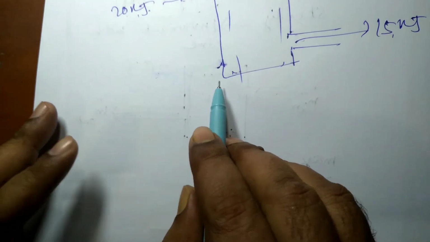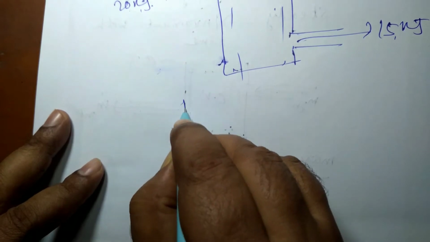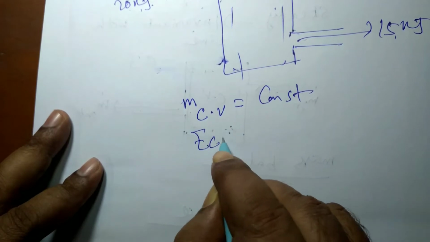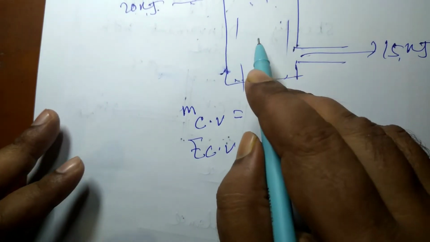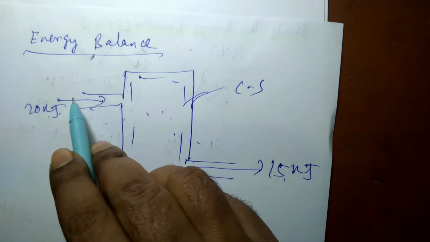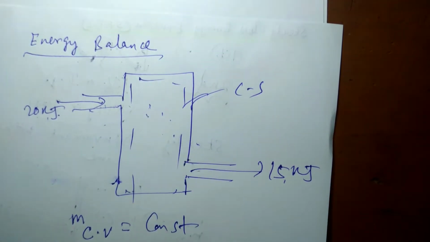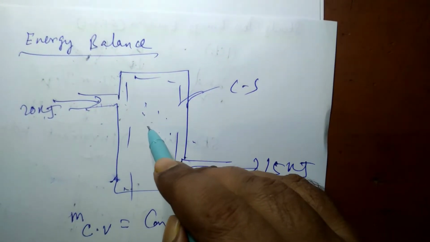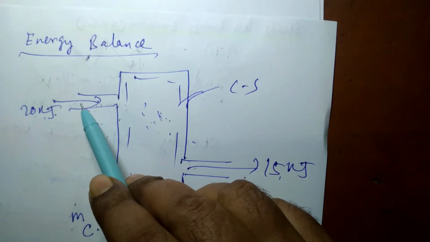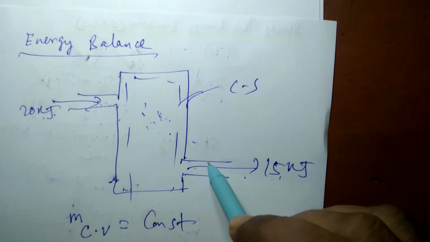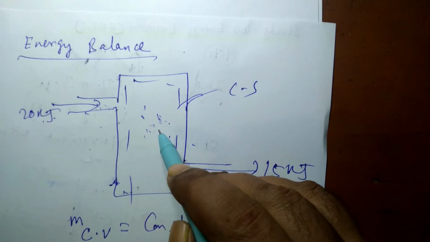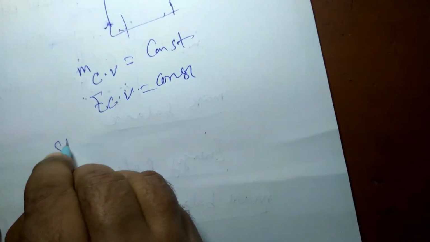But what happens in steady state? We know that the mass of the control volume is constant and the energy of the control volume is also constant. So neither mass nor energy can be accumulated during any kind of steady flow process. Whatever mass enters the control volume must leave it to keep the mass of the control volume constant in a steady flow process. Similarly, whatever energy enters the control volume must leave it, so that there is no accumulation of energy within the control volume.